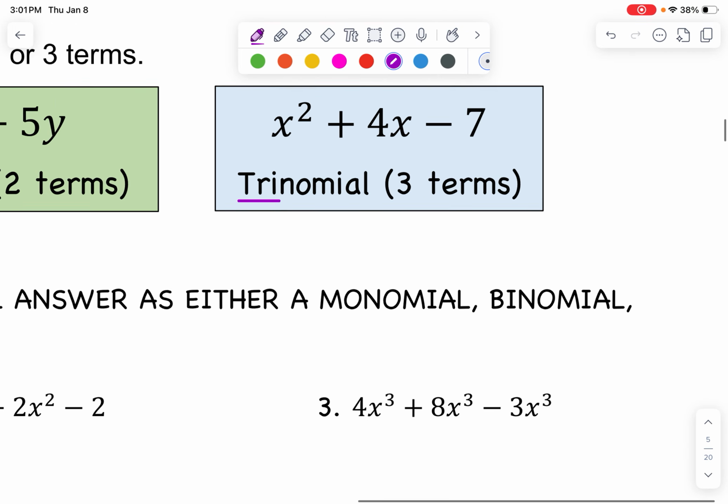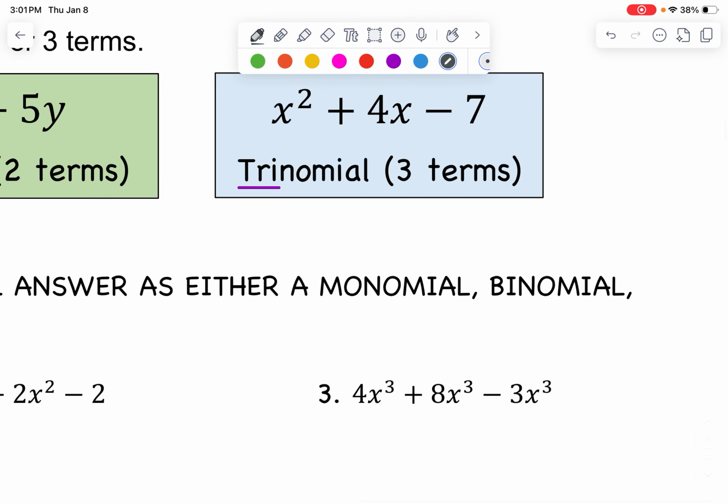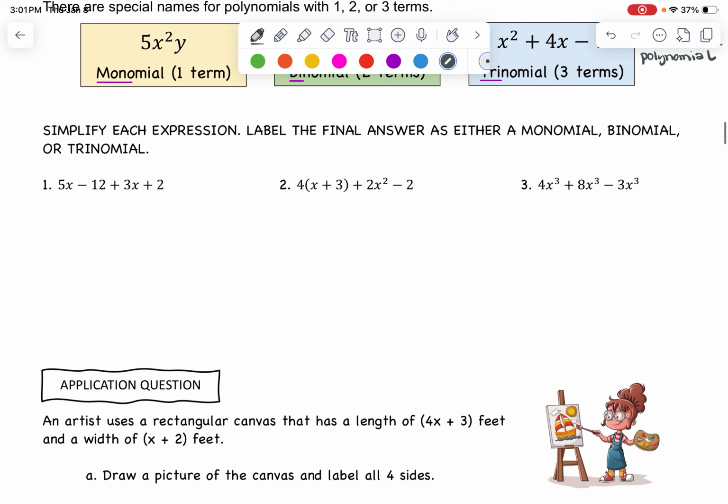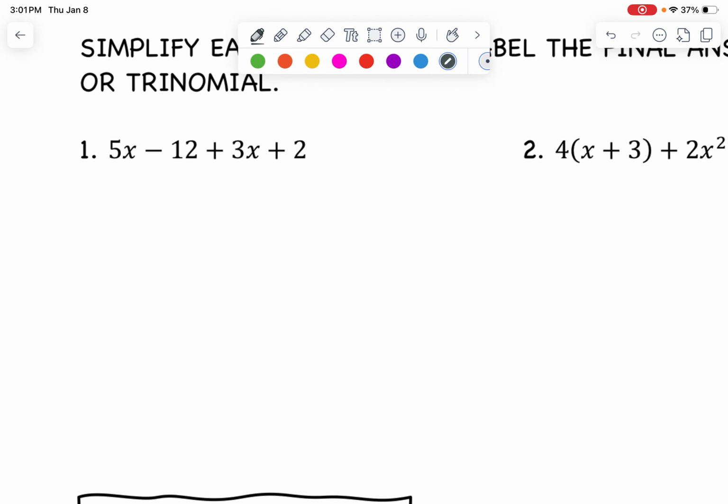Now, if you happen to get an answer that is 4 or more terms, right? So if you have 4 or more terms, then we just call it a polynomial. Right? We don't have a special word for it anymore. We don't say like quadnomial and quintinomial and all that kind of stuff. So it's either a monomial, binomial, trinomial, or just polynomial, meaning many. Okay, so just so you know. All right, here we go. Let's go simplify these expressions.